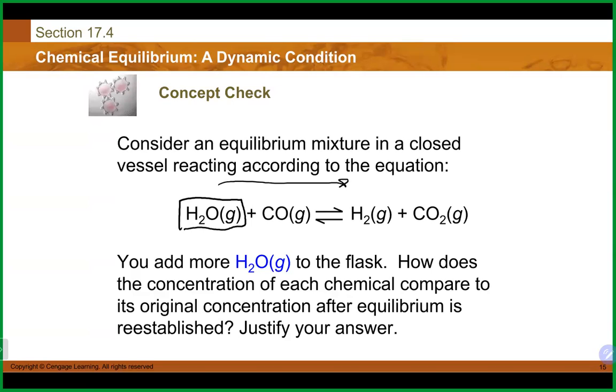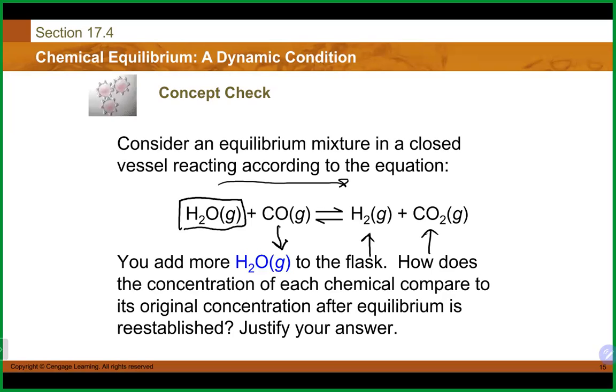The result of that is, in terms of the H2 concentration, it should go up, right? Because we should be making more products. The CO2's concentration should also go up because we're heading in that direction. We're making more products. How about the CO concentration? It should go down, right? Because the only way to make products is to use our reactants. So we should see its concentration basically come down.